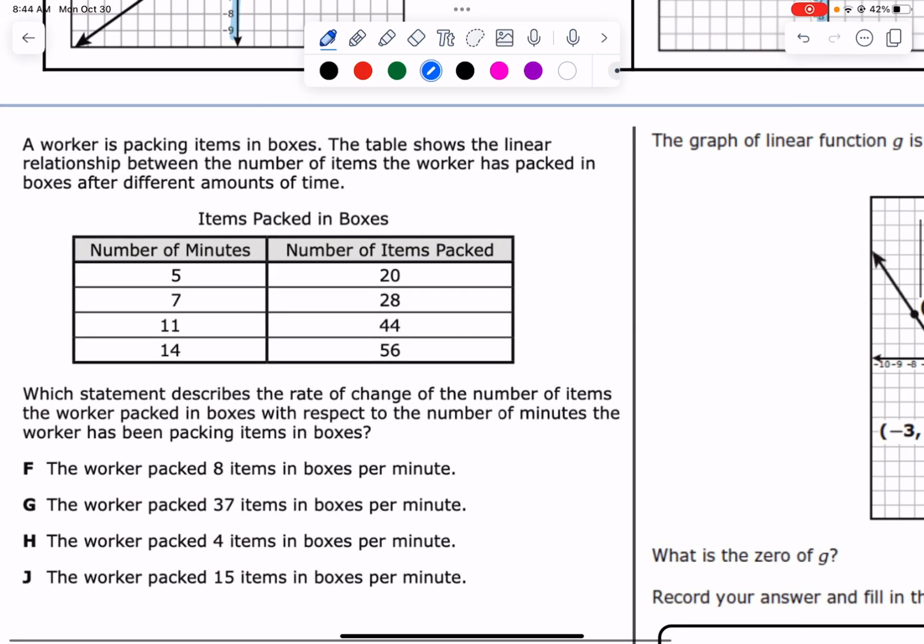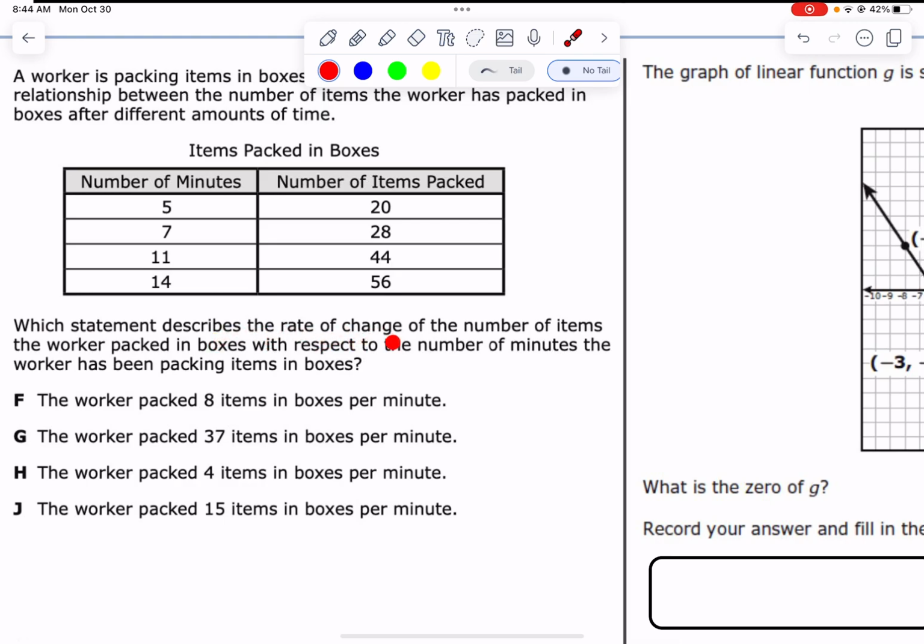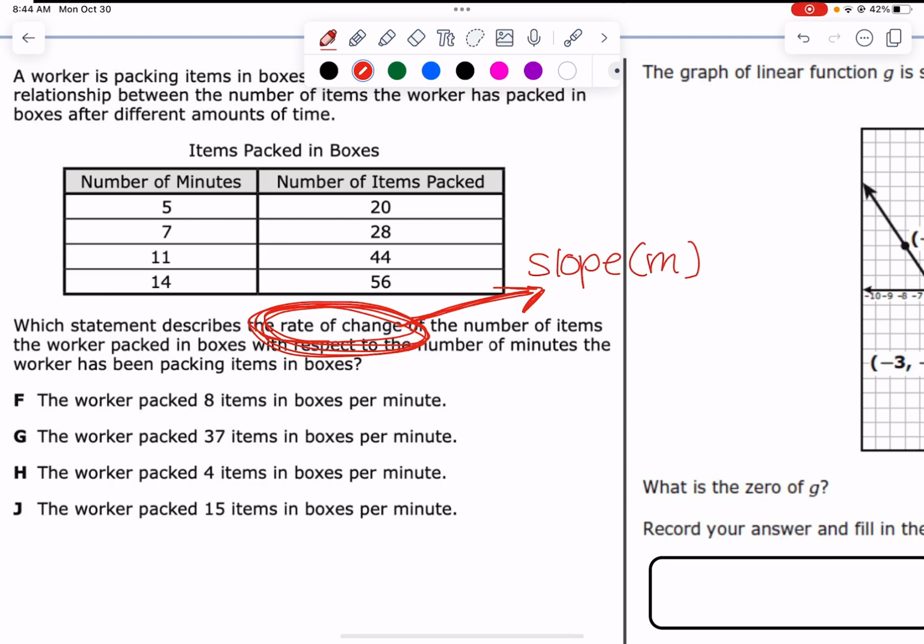So if you look at the next one, it says, a worker is packing items in boxes. The table shows the linear relationship between the number of items the worker has packed in boxes after different amounts of time. Here's a table. Which statement describes the rate of change of the number of items the worker packed in boxes with respect to the number of minutes the worker has been packing items in the boxes? Remember, our most important word is rate of change. Rate of change is another word for slope, our m value.